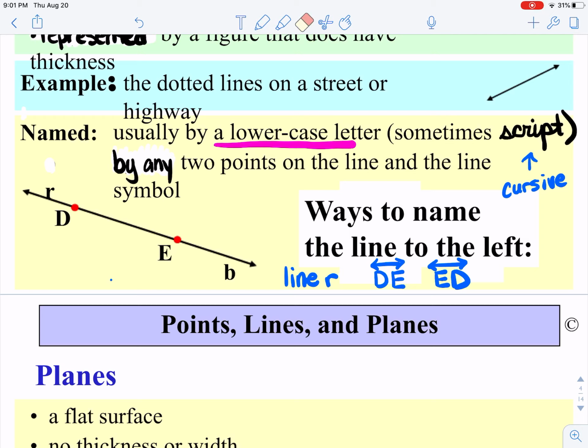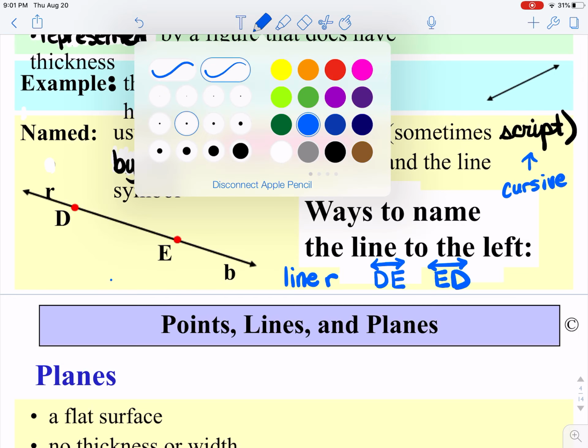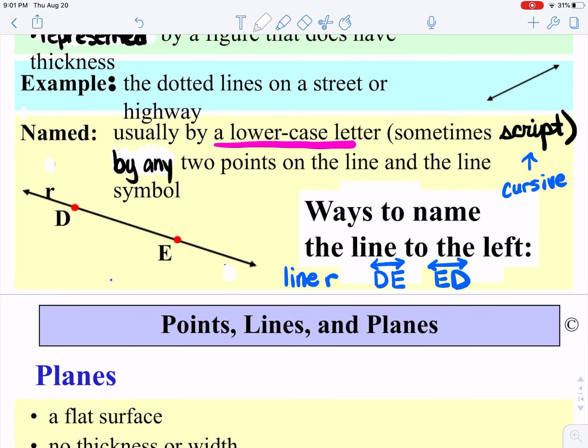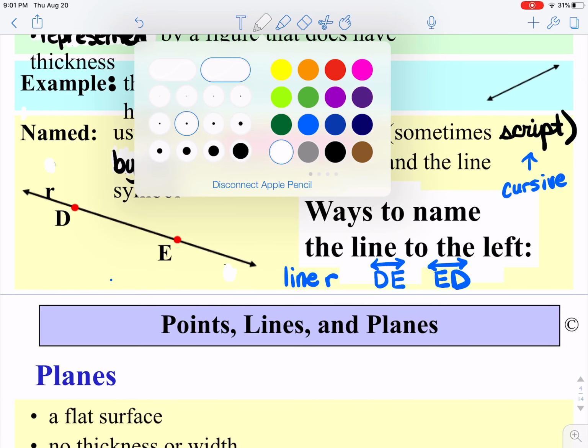That B shouldn't be there. Oops, let me get rid of him. Okay, ignore him, he shouldn't be there.